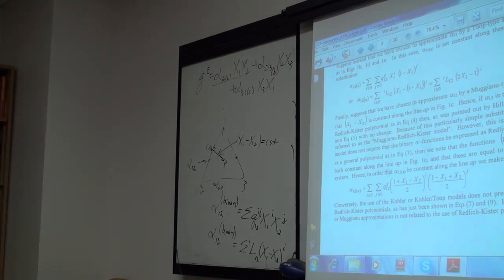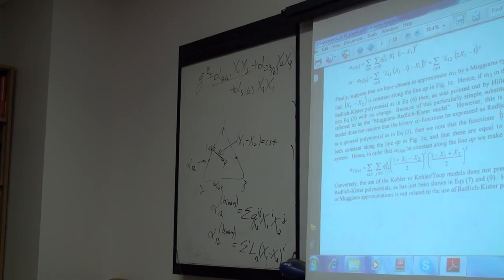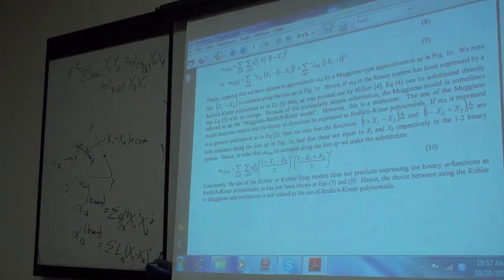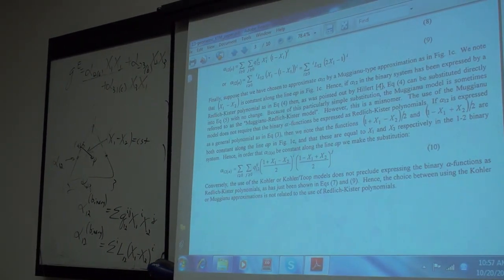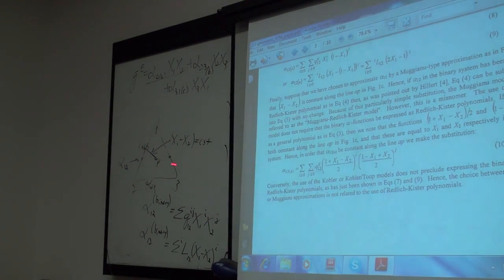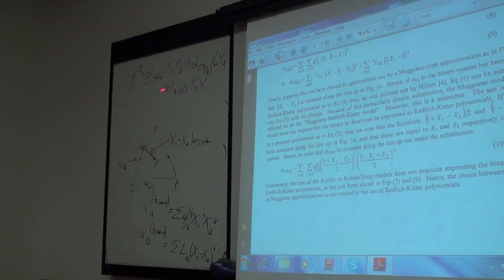But that is just a mathematical simplicity. I'll read this here. This is the reason, and I got Hillert to admit it. It was pointed out by Hillert: this equation can be substituted directly with no change. So that's what I just said. It's particularly simple mathematically. If you substitute x1 minus x2 into here, you don't have to change anything, so you just write out that expression, and these look like binary terms.